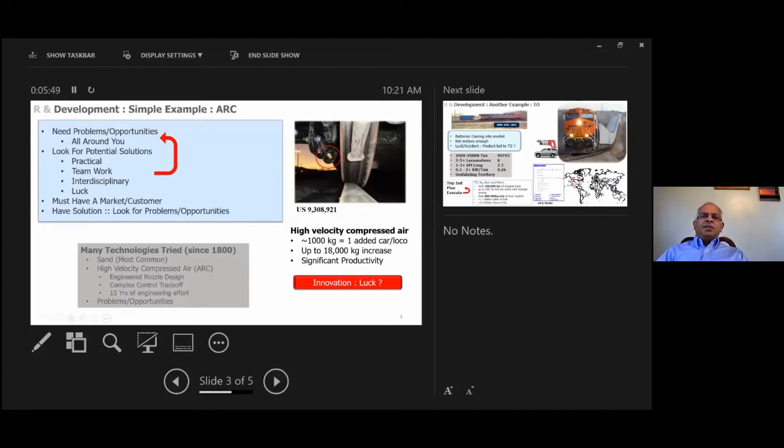That is the solution. Use high velocity compressed air to clean the track. And that was one of my solutions. It doesn't cost anything. There is no material cost allowed other than the compressor and a high velocity system with a nozzle. It took us many, many years to perfect it, but still a very low cost solution.